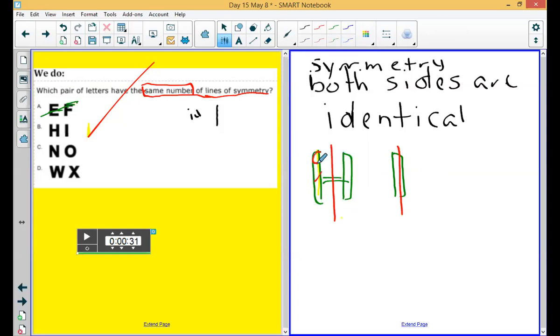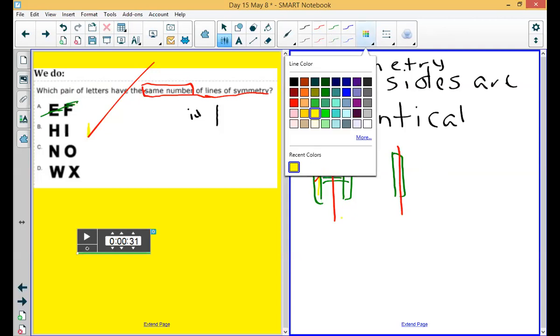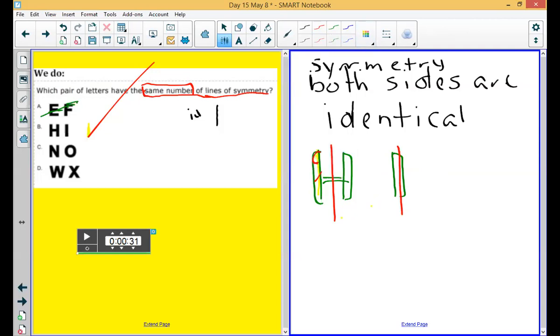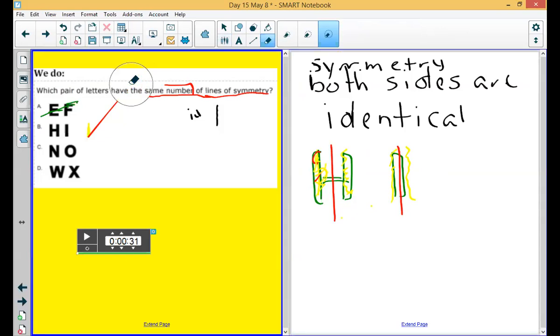Does this part of H look like this part of H? Yes. Does this part of I look like this part of I? Yes. So far, H and I both have two lines of symmetry. Okay, so we'll stop right there. And then I'll give you a chance to write down N and O, and let's compare those.